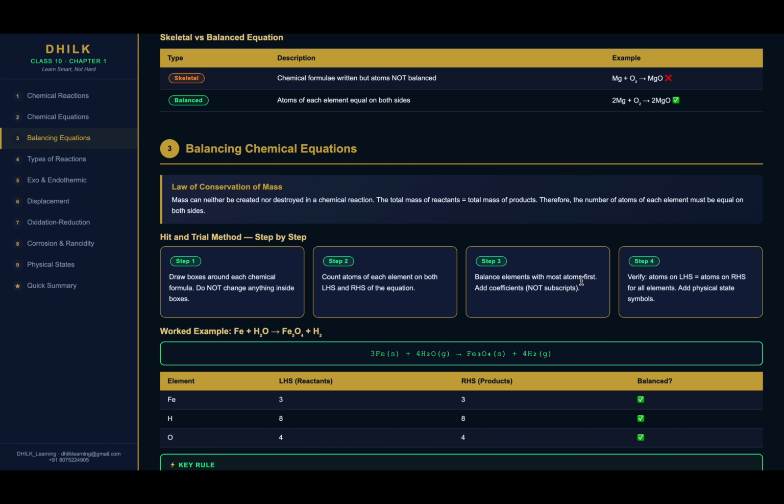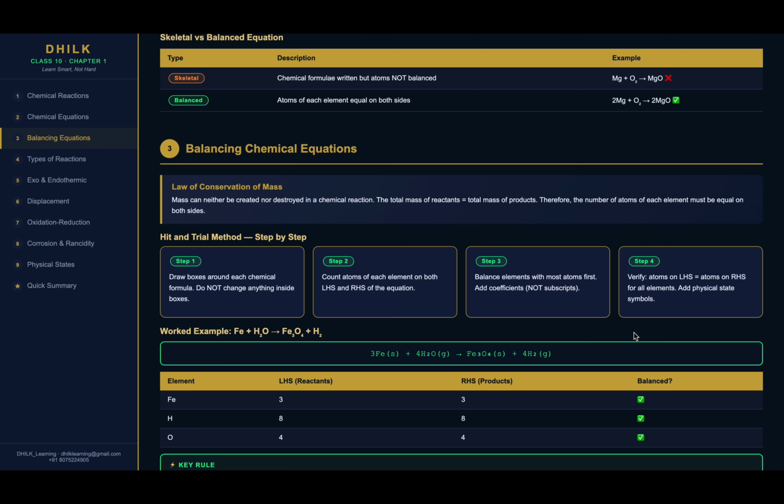To balance, you can only add coefficients, that is numbers in front of the formula. You cannot change the subscripts, which are the small numbers written inside the formula. For example, you cannot change H2O to H2O4 or something like that. You cannot change the subscripts, but you can change the number in front of the formula. If you are changing the subscripts, that means you are changing the substance itself, which is wrong. You can change only the coefficients. Now step 4, after making all the changes, verify again by counting atoms of each element on both sides. Make sure they all match.